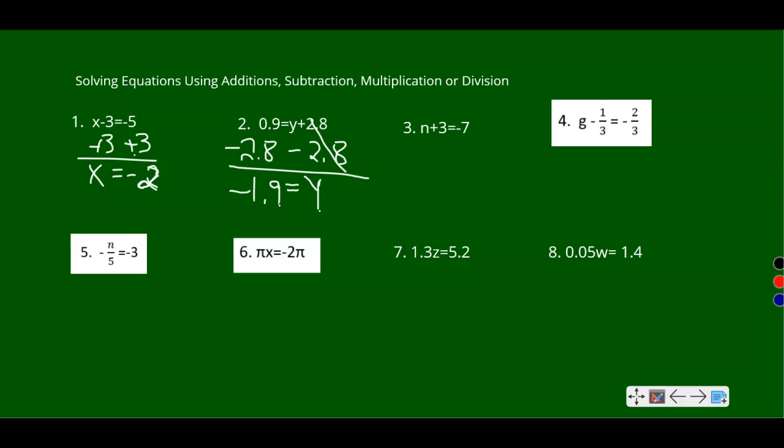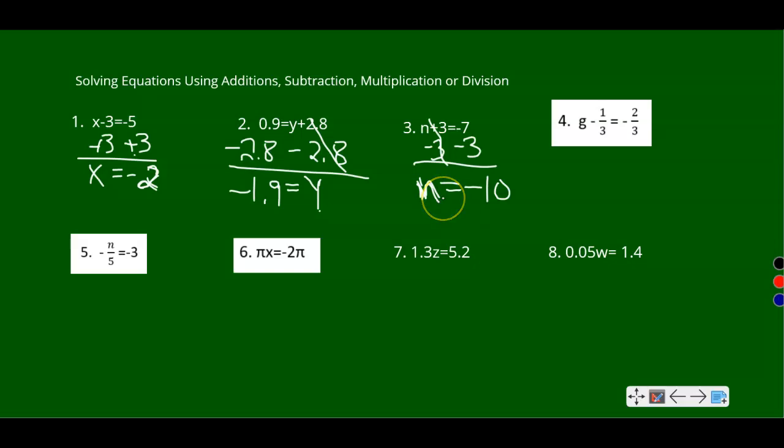All right, and you can always plug these in to check them. Negative 1.9 plus 2.8 is 0.9. Negative 2 minus 3 is negative 5. So those check very easily. Number 3, n plus 3 equals negative 7, so I'm going to use my subtraction property, subtract 3 from both sides. Negative 7 minus 3 is negative 10.